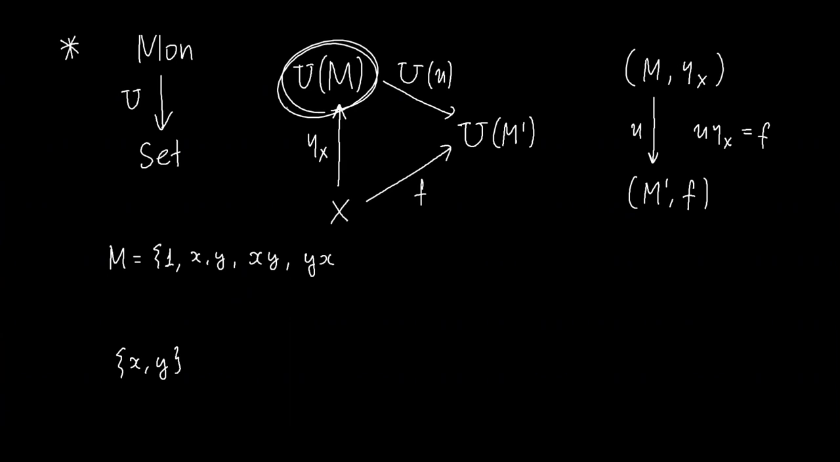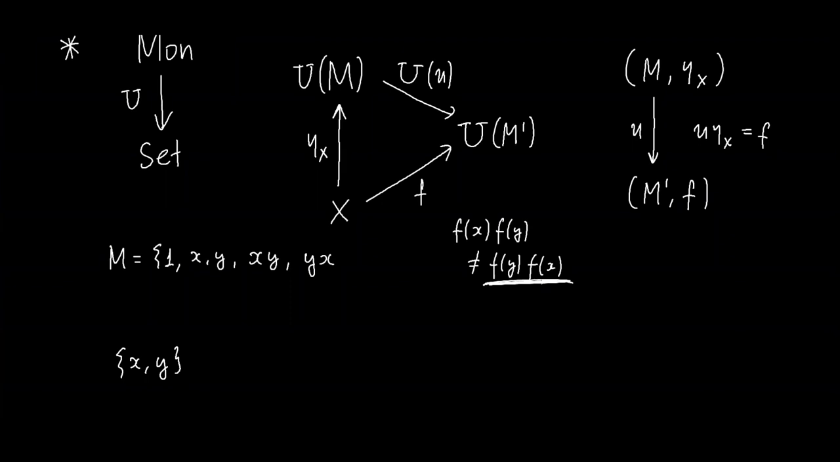Could someone explain to me why? What would be the problem with XY being equal to YX? Why can't they be equal in this M? Because we could find an F such that F of XY and F of YX would not be equal to each other. That's right. We will be able to find a monoid and map X and Y in that monoid in such a way that F of XY isn't equal to F of YX, simply because not every monoid is commutative.